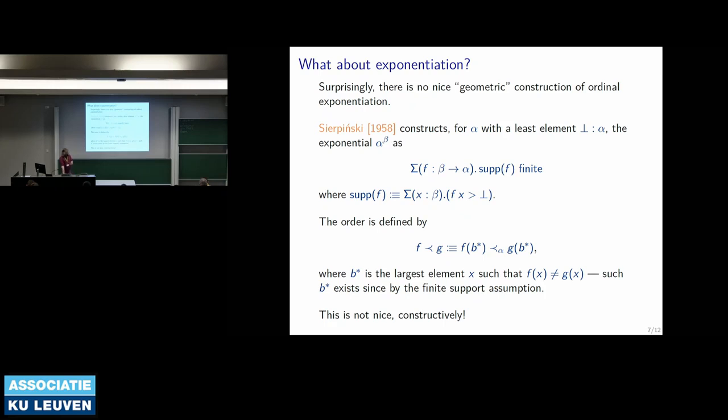Okay, and then the order on this is quite ugly. So we're saying that one such function is smaller than another one if f of b star is smaller than g of b star, where b star is the largest element where they disagree. Right? And we know that such a largest element exists because they had finite support. So eventually they will all just be the least element anyway. Right? But that's a terrible definition constructively. I mean, first of all, we have to do quite a lot of work to even get here. And if you want to prove that this is transitive, for example, then you have to compare these two greatest elements and see which one is greater than the other, and then it just doesn't work constructively, right?